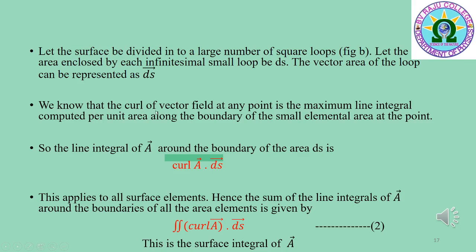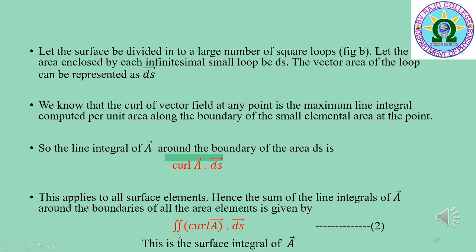We know that the curl of a vector field at any point is the maximum line integral computed per unit area along the boundary of the small elemental area at that point. So, the line integral of A bar around the boundary of the area ds is curl A bar dot ds bar. This applies to all surface elements. Hence, the sum of the line integrals of A bar around the boundaries of all the area elements is given by integrating curl A bar dot ds bar.